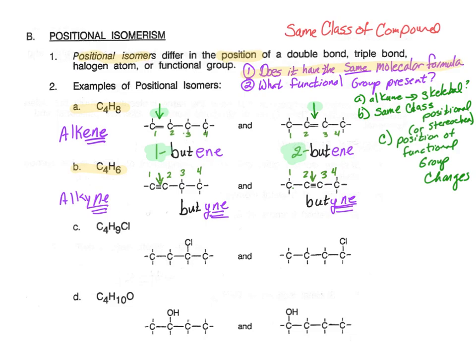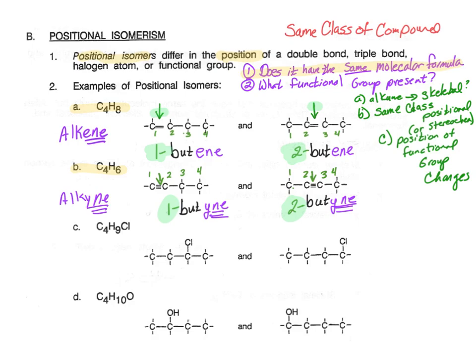The first one, the triple bond is on number 1, so it's a 1-butyne. And on the second one, the triple bond is on carbon number 2, and that is 2-butyne. And so we can see that the position is the only thing that's really changed. Same functional group, different position.